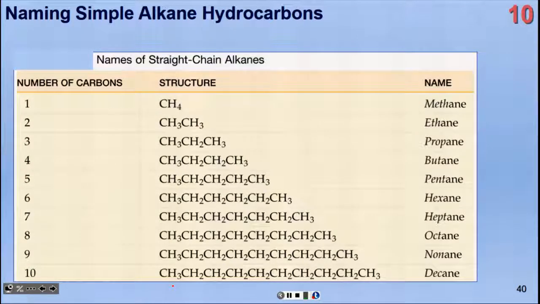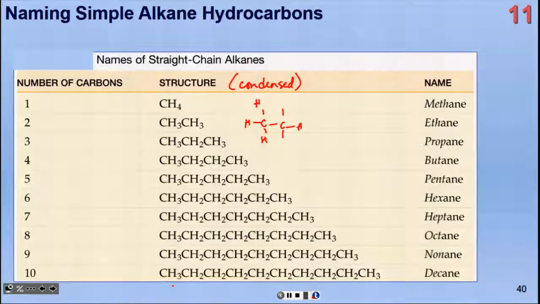Another way of looking at these is a condensed structure. And the condensed structure sometimes annoys you, but you'll get used to it when you think about it a little bit longer. Methane just has CH4, and ethane is going to have 2 CH3 groups stuck together. In other words, you can think of it as having a CH3 here with a bond between it and the other CH3. So that's another way of representing ethane.